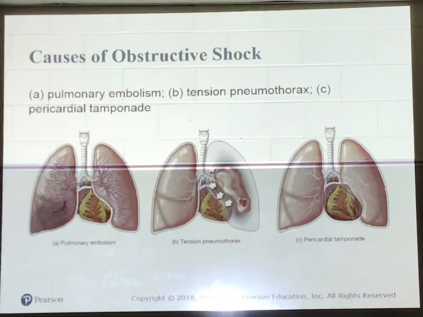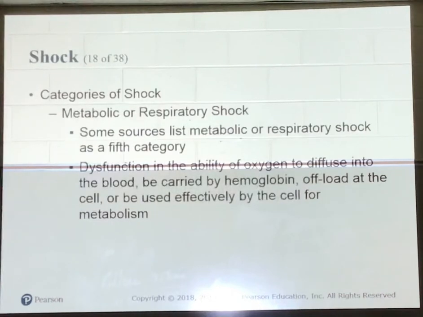All right, obstructive shock results from a condition that obstructs forward blood flow. All right, metabolic or respiratory shock. Certain poisons, such as cyanide, interfere with the cell's ability to use oxygen. In this case, the blood is carrying an adequate amount of oxygen, but the cyanide prevents it from getting into the cell or the cell using it.